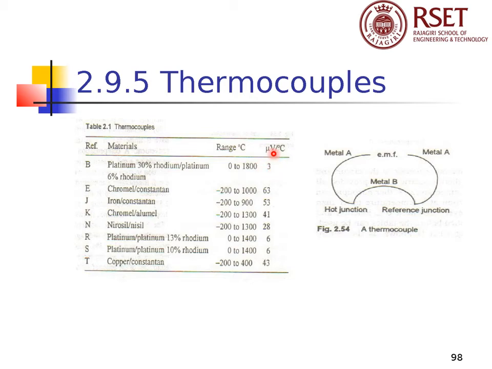3 microvolt is the voltage you can measure. This is the measurement sensitivity, this column. On that way, if you take this, it is more sensitive. It is 63 microvolts per degree centigrade. The material used is chromel and constantan iron. The temperature range is minus 200 to 1000.